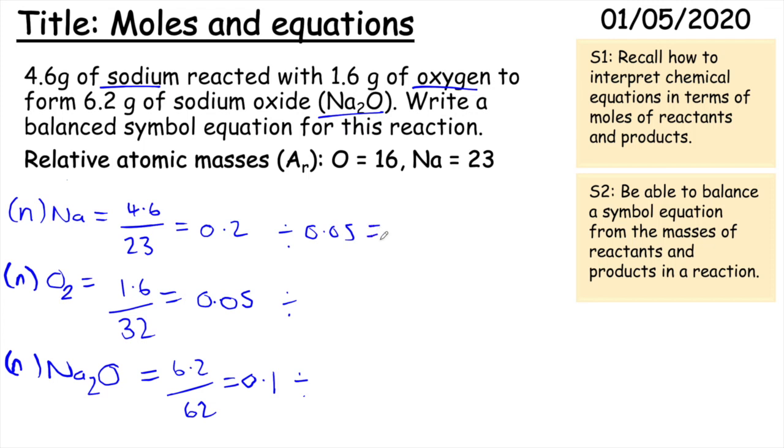Doing that will get you a 4. Doing that will be 1. And dividing 0.1 by 0.05 equals 2. Now we know the ratios, we can just apply that to construct our balanced simple equation. So we have 4 moles of our sodium reacting with 1 mole of our oxygen to form 2 moles of our Na2O.